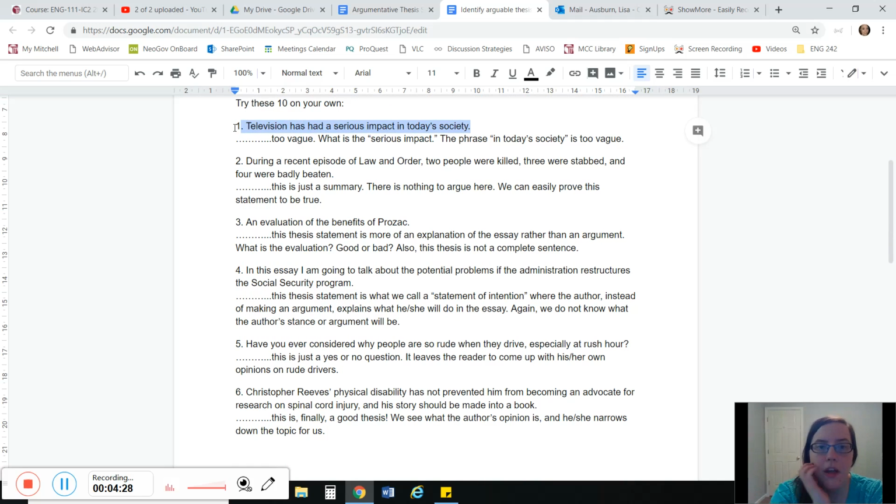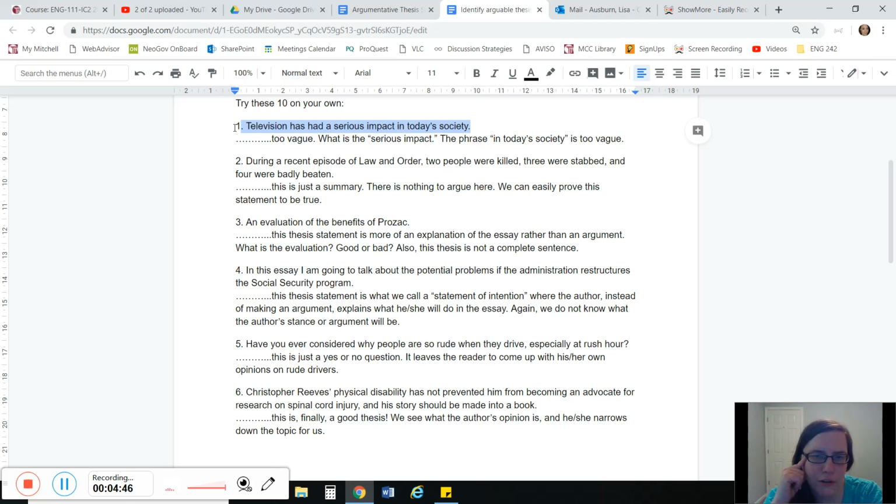Okay, so that is a claim. What is it missing, though? It's missing those focal points. It says television has had a serious impact in today's society. What is that serious impact? Is it serious in a good way? Is it serious in a bad way? It's a little bit too vague.